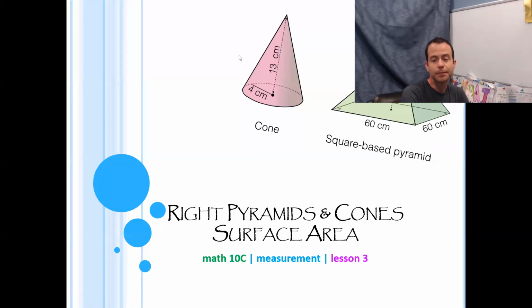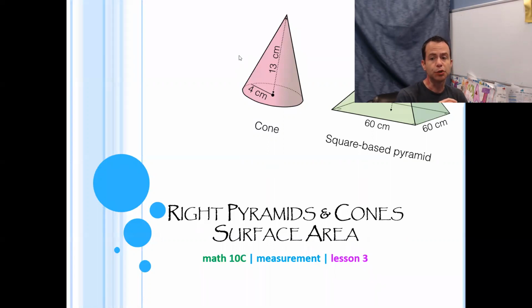Hello, friends. So today we're going to start looking at right pyramids and cones. Yesterday we discussed prisms and cylinders, and we looked at how we would find the surface area and the volume of various prisms and cylinders. Okay, so we're changing to pyramids and cones today, but I've broken this up into two different lessons.